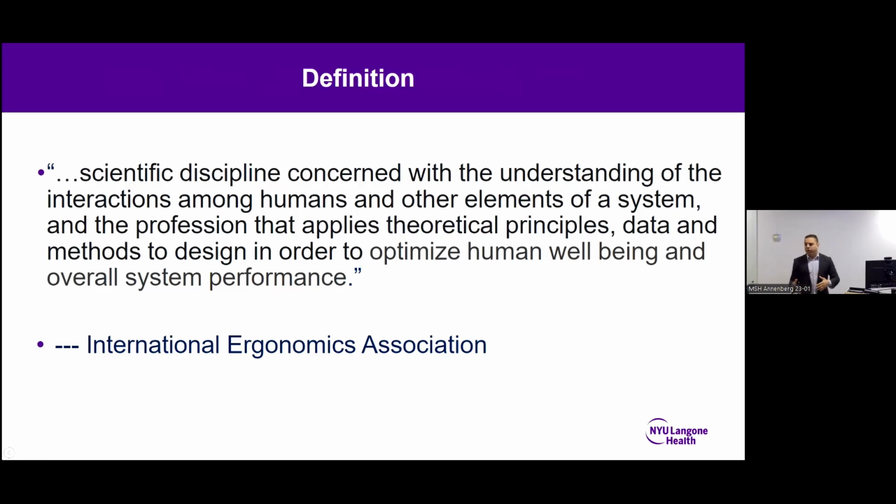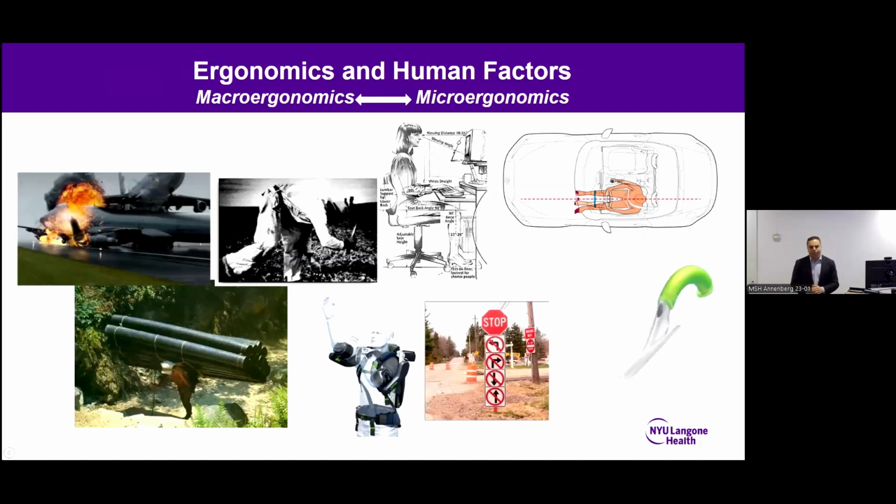It actually branched off engineering, but the main focus of the definition from the International Ergonomics Association is optimizing human well-being and the overall system performance. So what does this really mean? It means that the interaction between a worker, the workplace, and the environment can be seen as a system from an engineering perspective. But we're going to focus more on the clinical part.